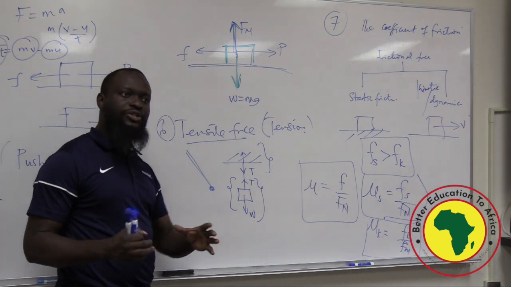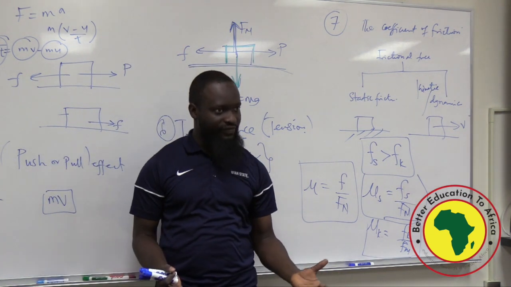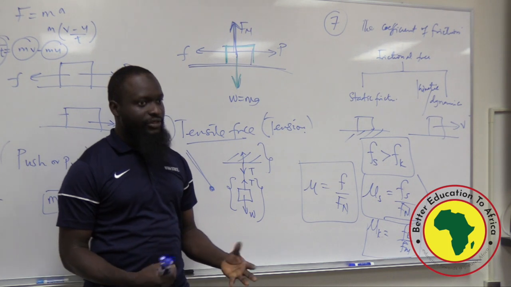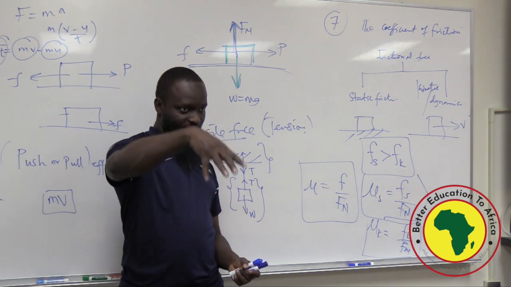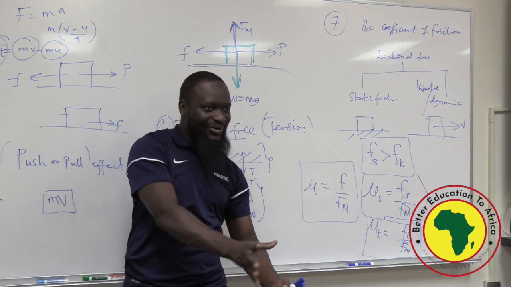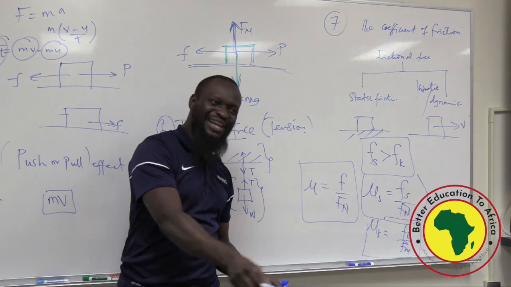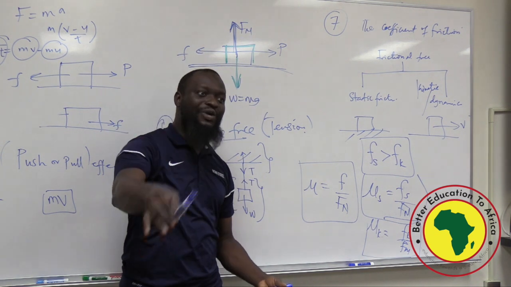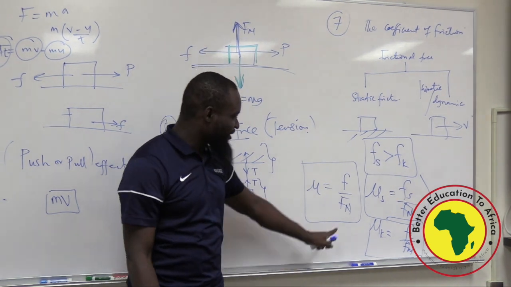And frictional force depends on the nature of the surface, how rough the surface is. It depends on the weight of the object actually. So the more weight you put on an object, the more friction you're going to have. A lighter object will have lesser friction. A more massive object will have more friction. That's why it depends on the normal force.